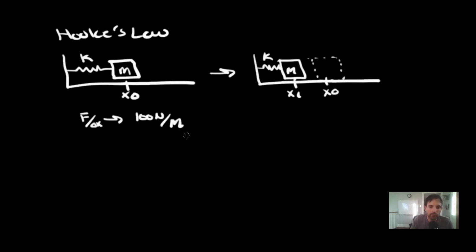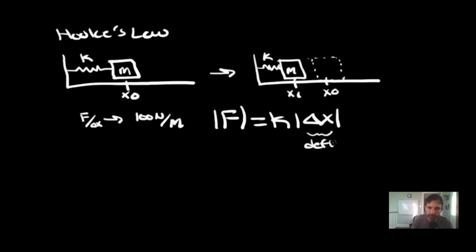And this goes in with the equation force. This is Hooke's law here. The absolute value of force equals the spring constant times the absolute value of delta x, and this delta x is the distance or the deflection of the spring.